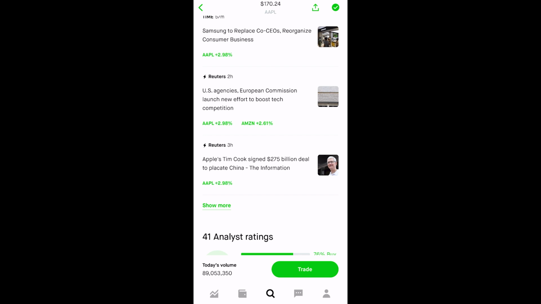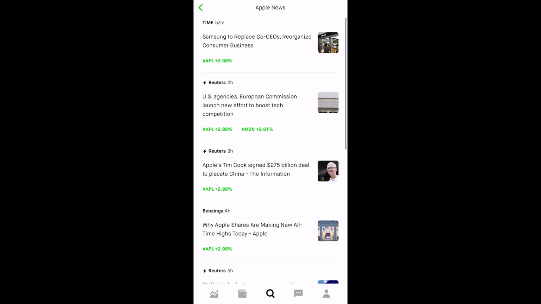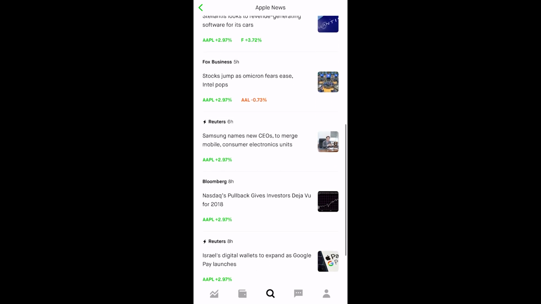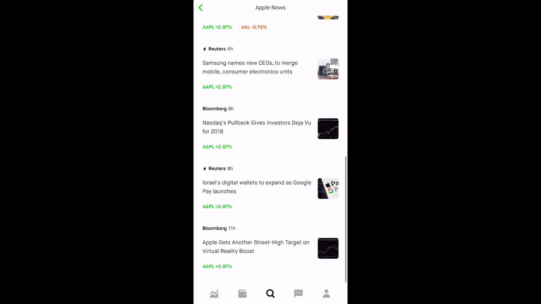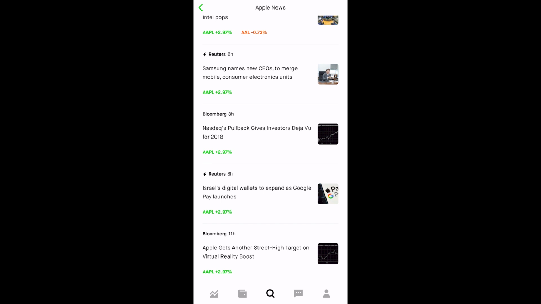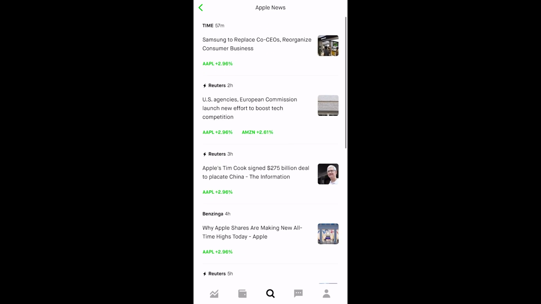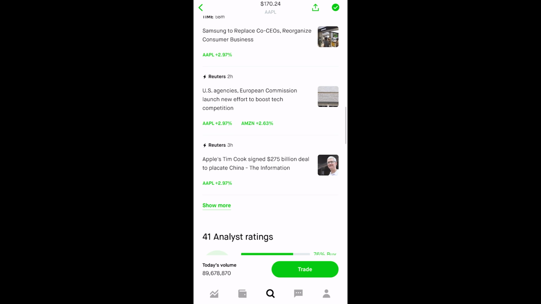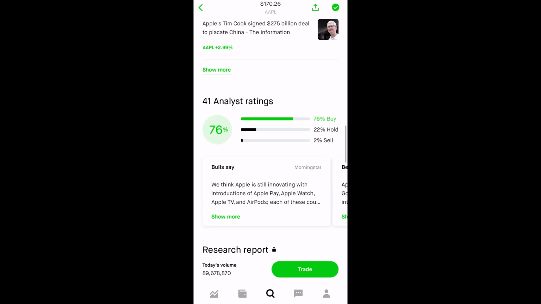Now, you can click on Show More, and this will actually have more articles that you can read referring to the company that you're specifically looking at or in the industry that they're looking at. So if you want to look up and read any of those articles, you don't have to go to those specific websites. You can just look at them right on Robinhood. Now we're going to back up and we're going to go into the analyst ratings.